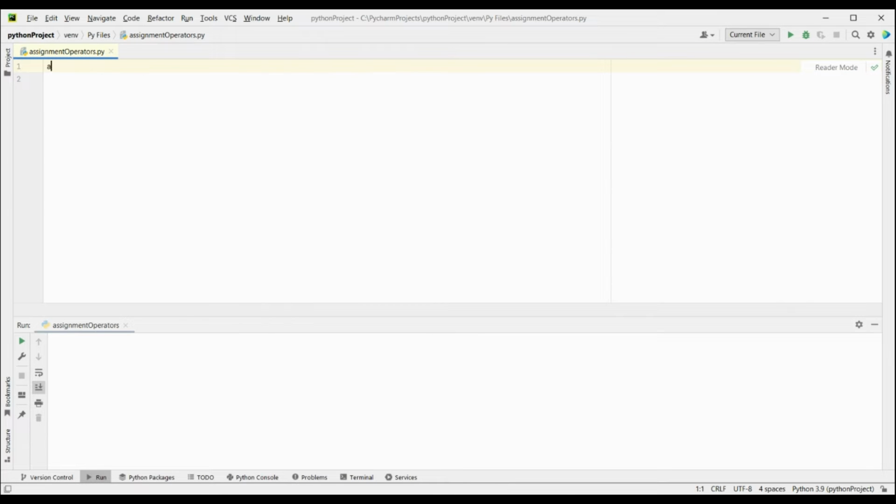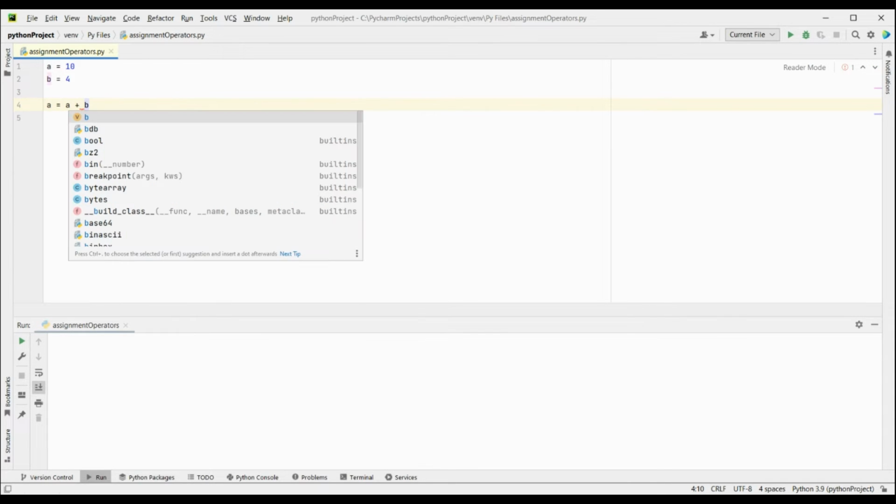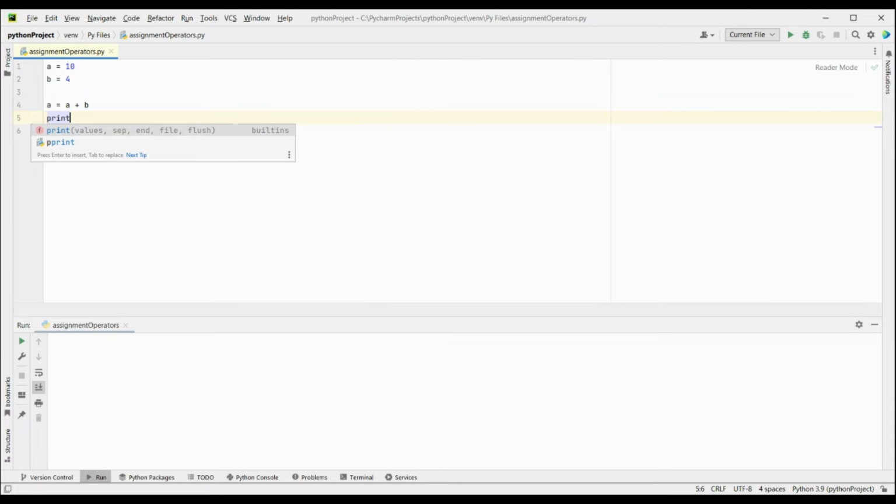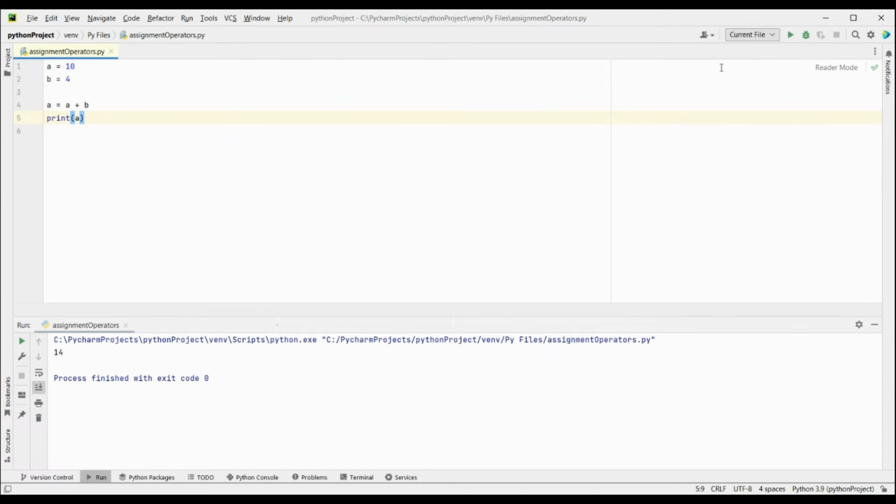Let's test the assignment operators using a program. In the program, two variables are initialized as variable A equals 20 and variable B equals 4. Using the plus operator, A equals A plus B, a print statement is added to print the value of A. Once executed, it prints the value as 24.